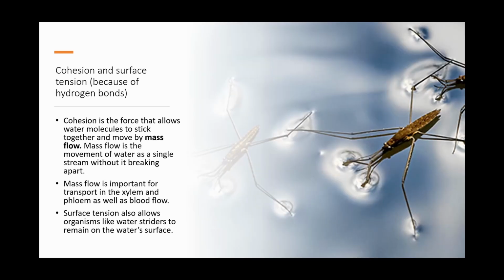So another property of water that's important is its surface tension and its cohesion, and this is because of hydrogen bonds. So cohesion is a force that allows water molecules to stick together and move by mass flow. Mass flow is just the undisturbed movement of water as a single stream. And this is important for the phloem and the xylem, up the xylem in a single stream. And also we have the little picture of the pond skater here, where the surface tension of water allows organisms like the water strider, or pond skater, whatever you want to call it, to be able to survive and remain on top of the water in calm ponds.